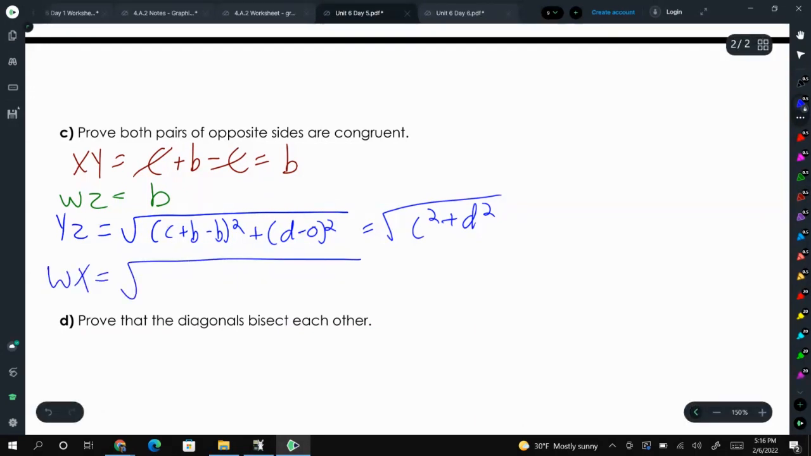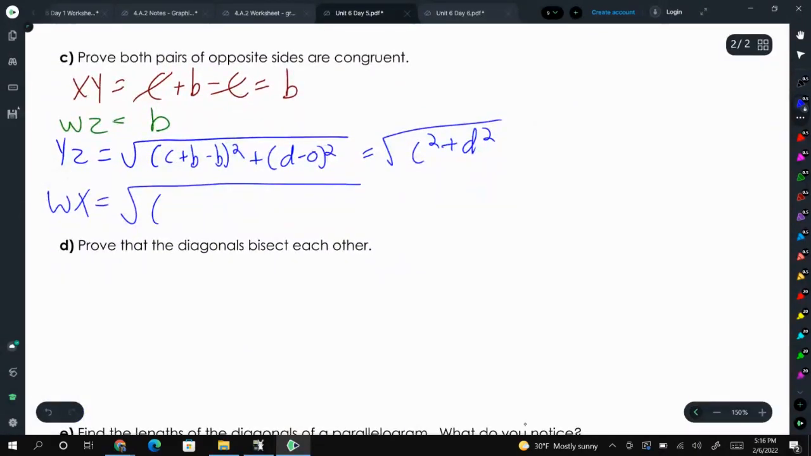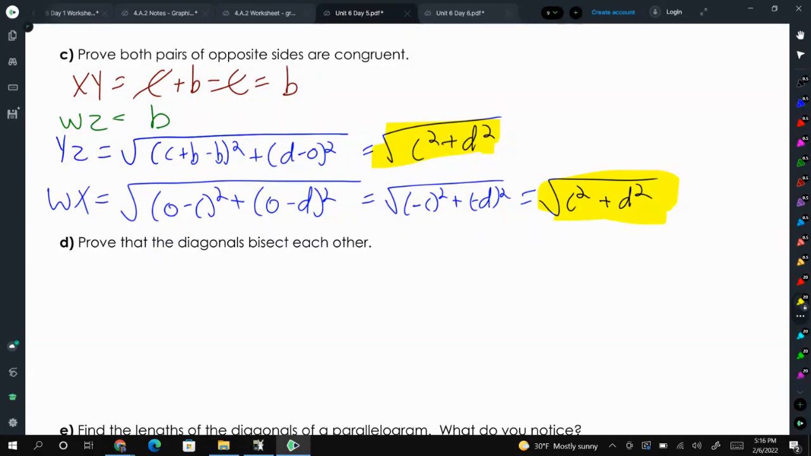WX. Because this is 0, that makes life a lot easier. So that's going to be 0 minus C squared plus 0 minus D squared. That's going to give us negative C squared plus negative D squared. Remember, when you square a negative number, it becomes positive. So that's going to be C squared plus D squared. And that is the exact same as we got up here. So we know that the opposite sides are congruent. So that's another way to show that this is a parallelogram.